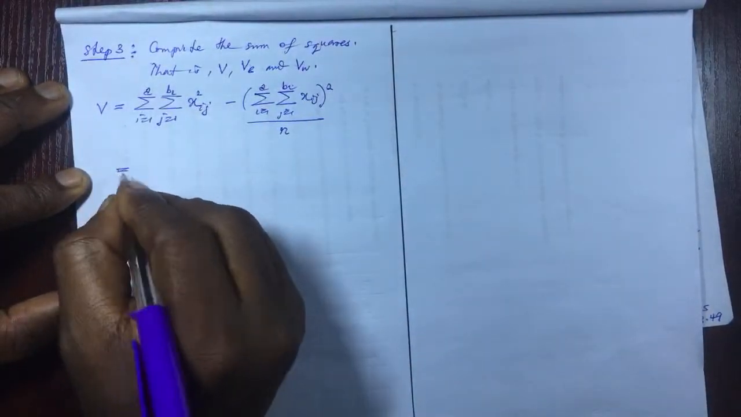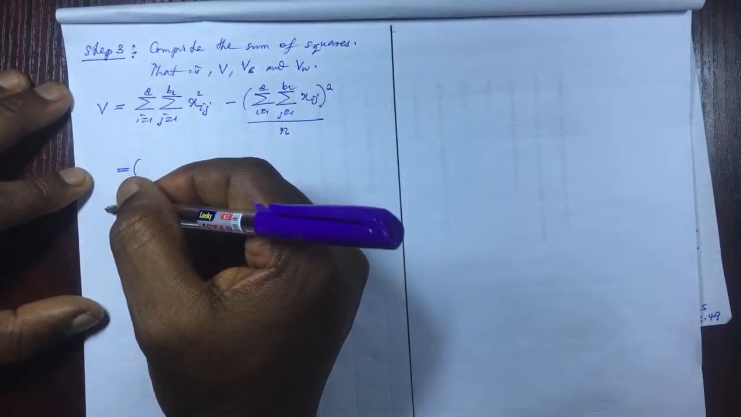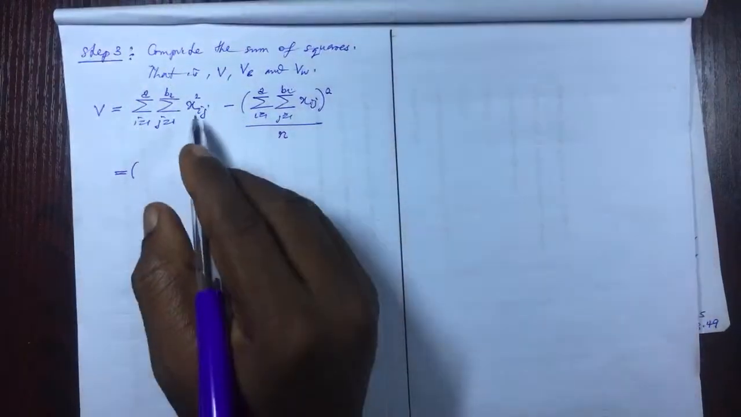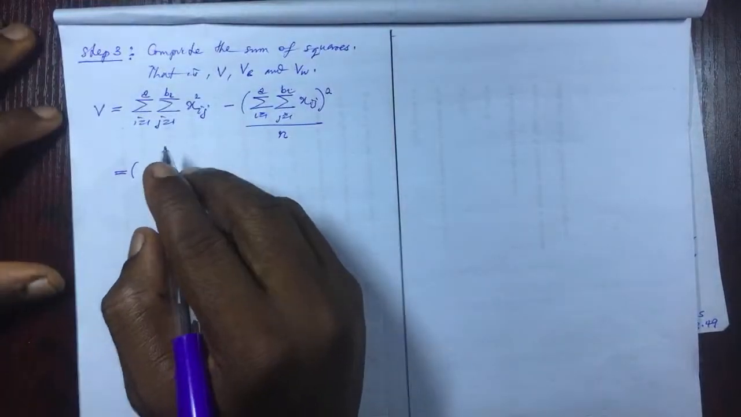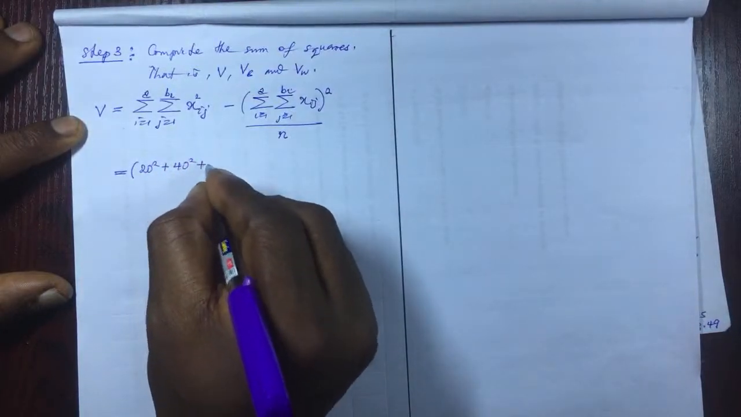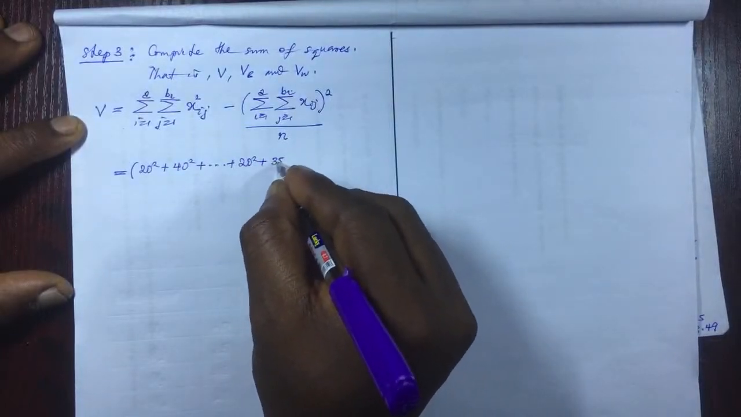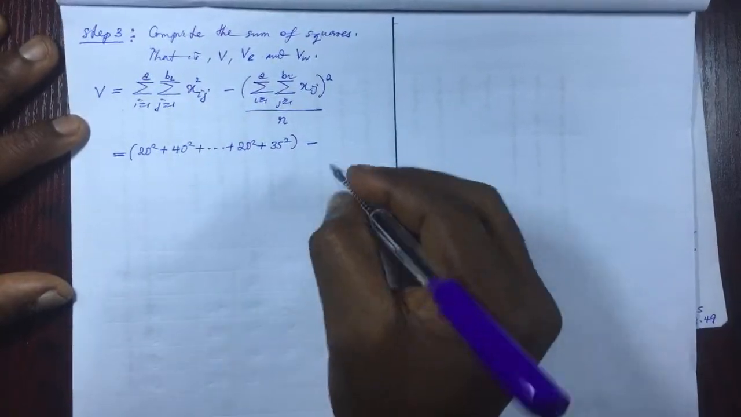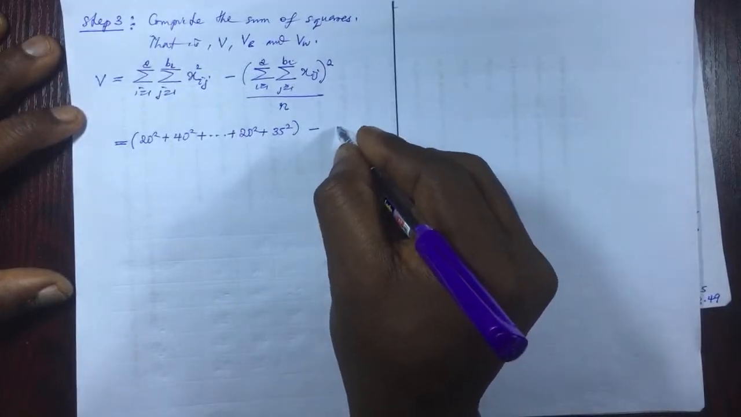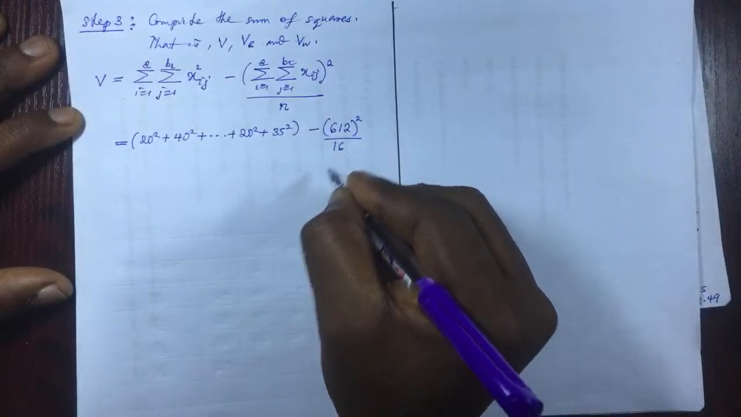Now, this will be equal to, for this case, we are going to square all the observations. Let's square them. 20 squared, 40 squared, plus, it goes on up to 20 squared plus 35 squared, the last 2 observations, minus, when you sum all the observations like we did earlier on in the distribution, you are going to have 612 all squared divided by n. The number of observations is 16.